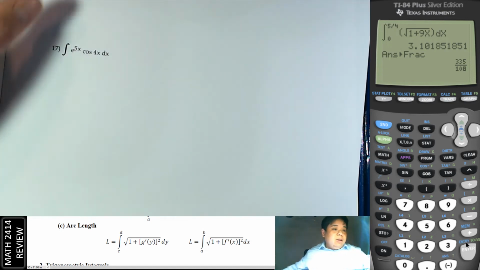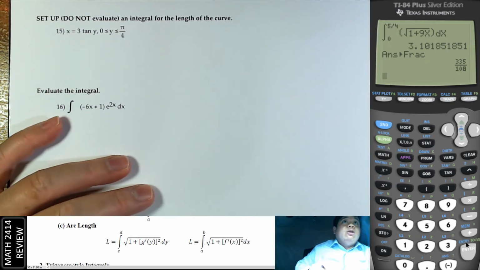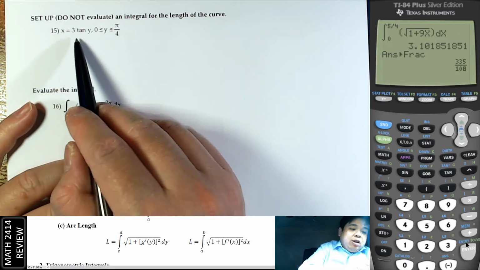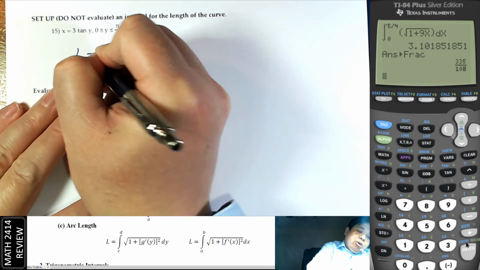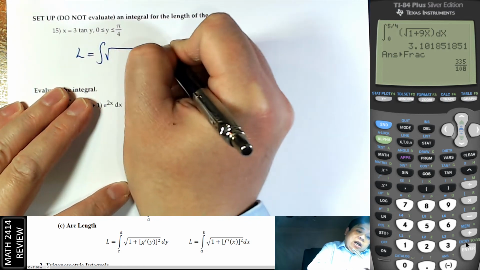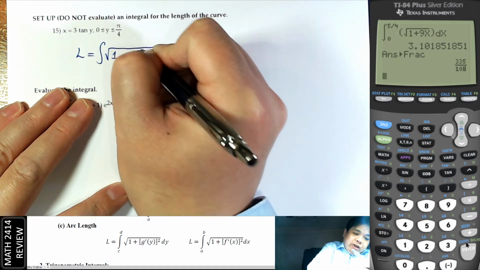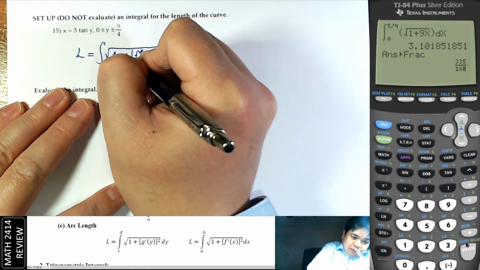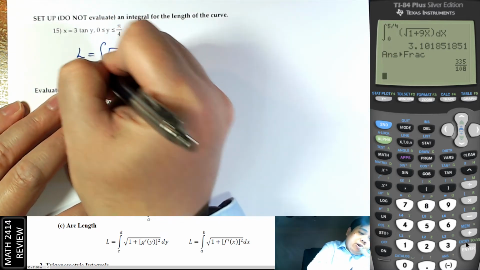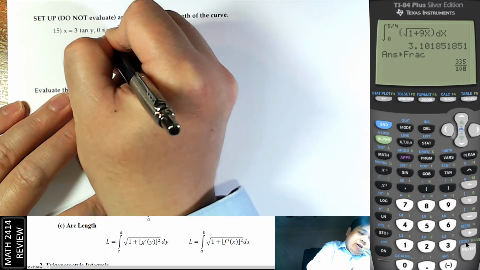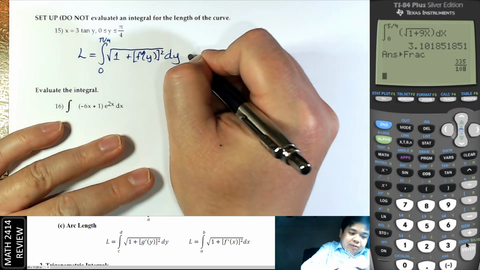Right, next, setup. Do not evaluate the integral for the length of the curve. So now this one has a function of y and we have the limit for y. So naturally we're going to use the formula that has y in it. Derivative, go from 0 to pi over 4. Right? So that should be easy.